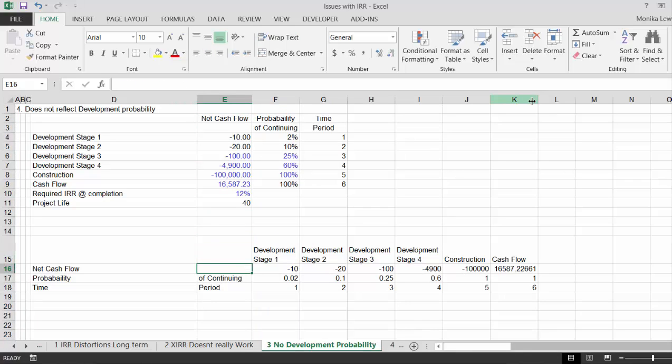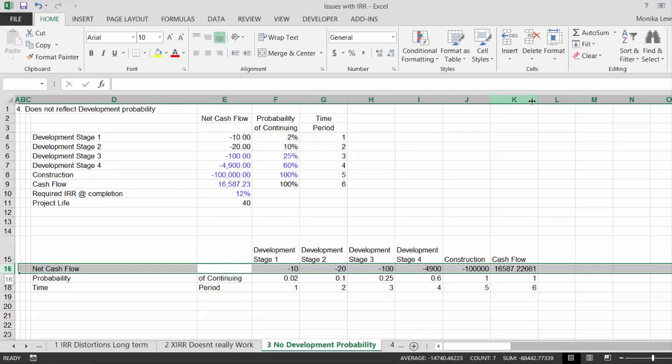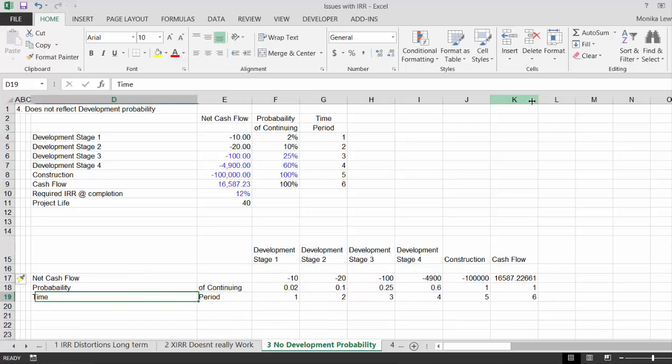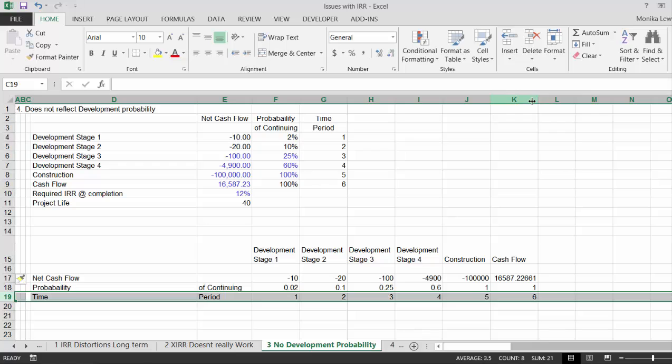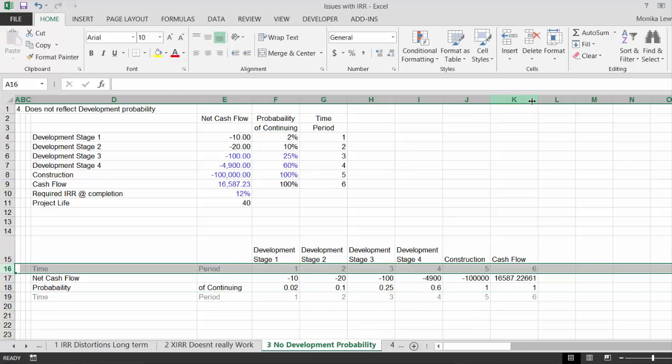So that's our cash flow. I think we should put our time period at the beginning.